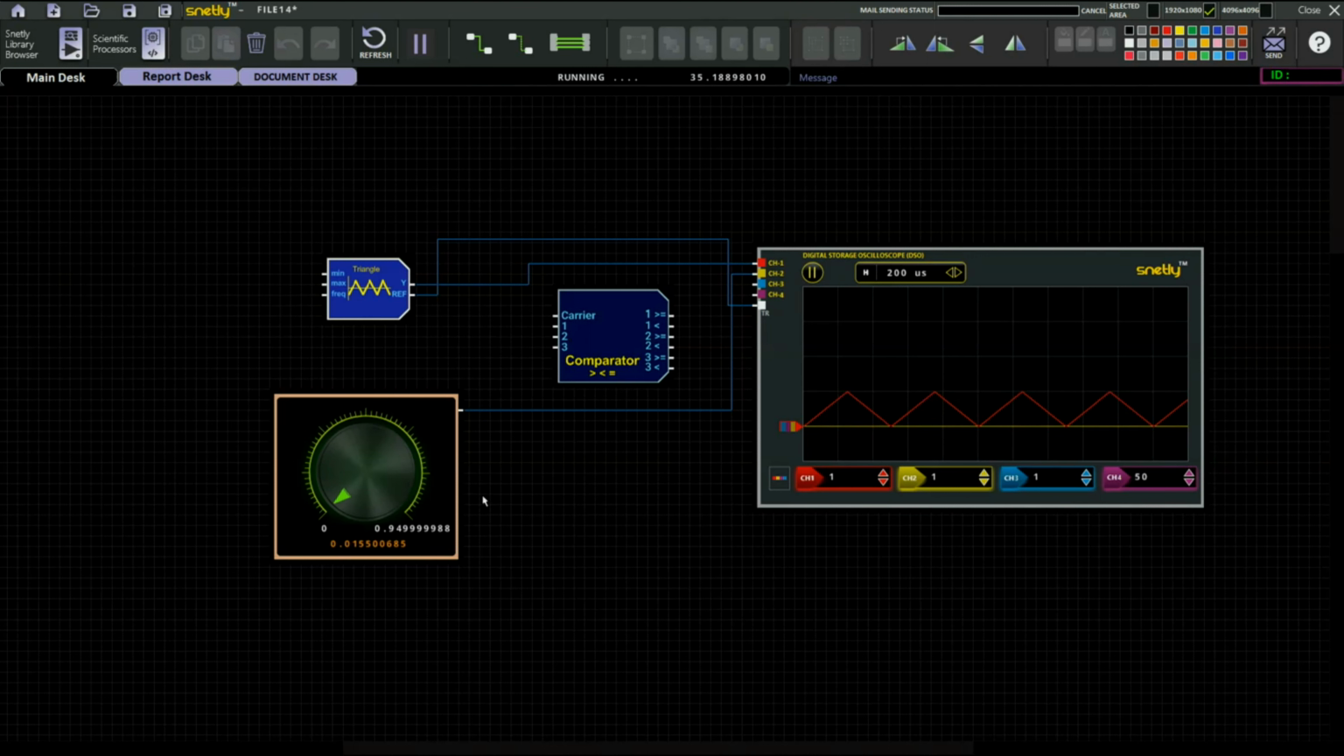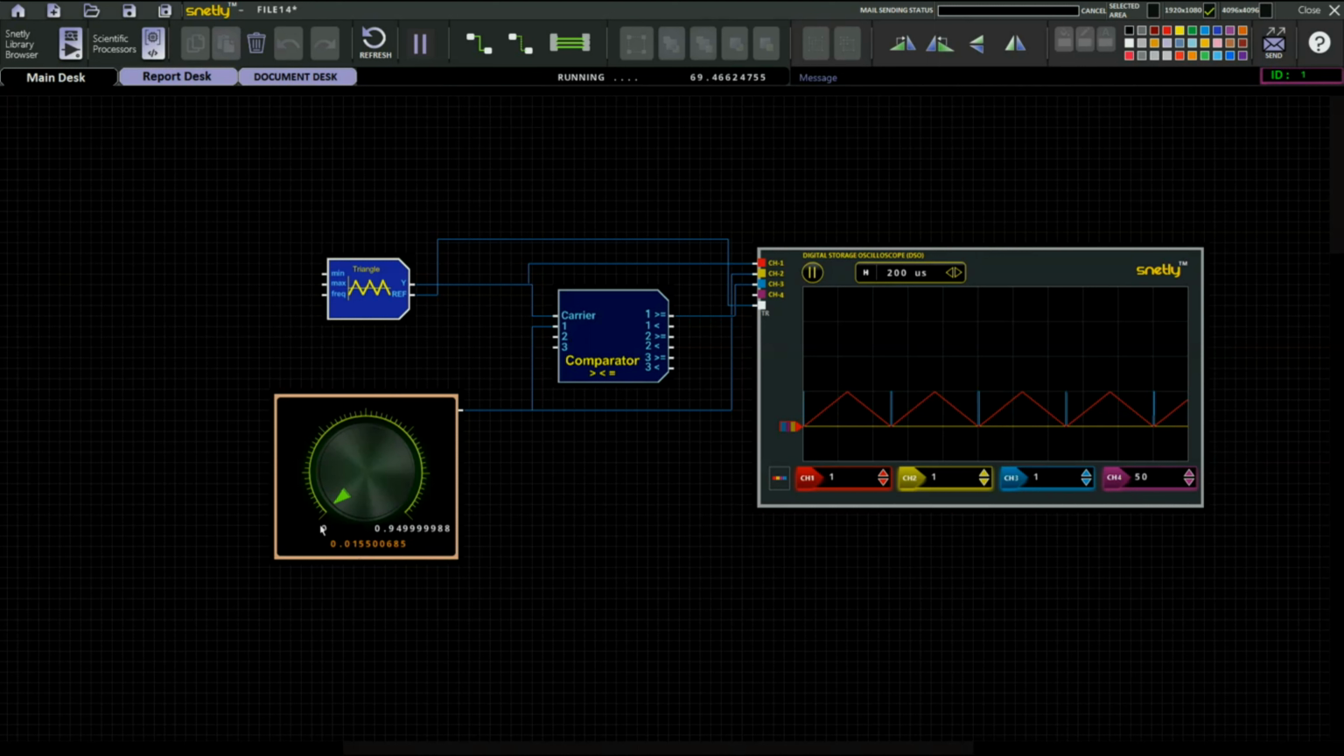Now let us connect the output of the triangle and knob to the inputs of the comparator. Connect the triangle output to the carrier input and the knob output to the input pin of the comparator. In the comparator, we are going to assume condition 1 is greater than or equal to. That means whenever the amplitude of the knob is greater than the triangle, we will get the output high, otherwise the output is low. Connect the output to channel 3.